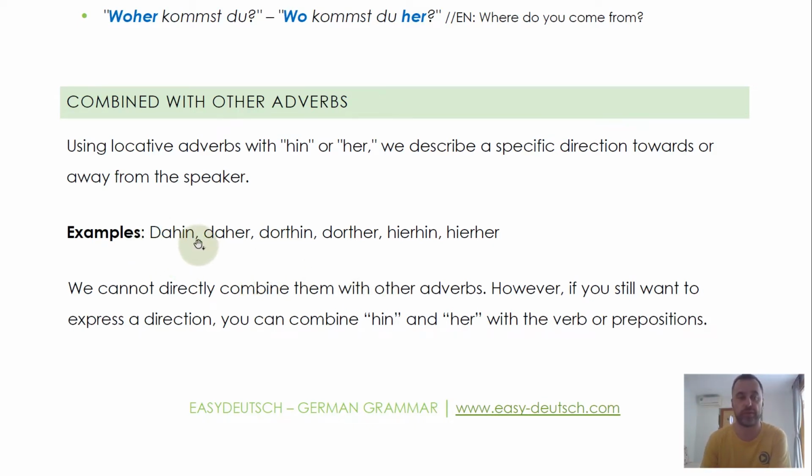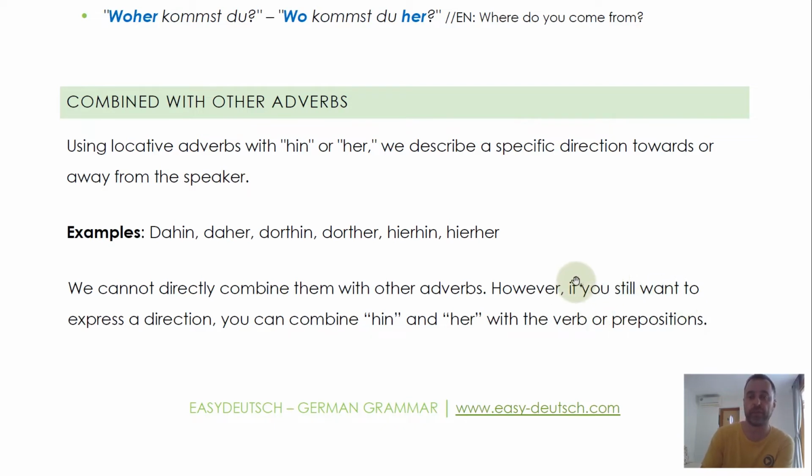So in combination with hin, dahin means to there, or towards there, and daher means from there. So we're now speaking about a movement from that location, because da, dort, and hier describe a location, and combined with hin or her, we describe the movement either towards or away from the speaker, from or to this position. Luckily for you, those are the only adverbs you can combine hin and her with.